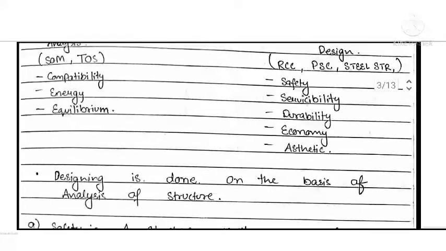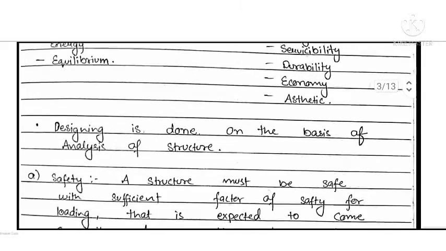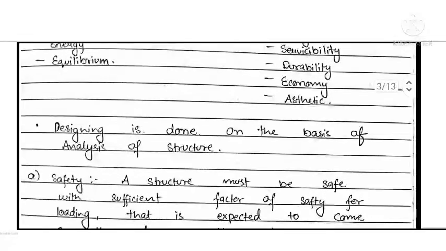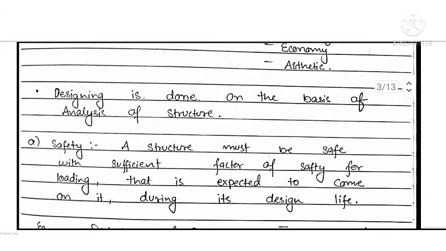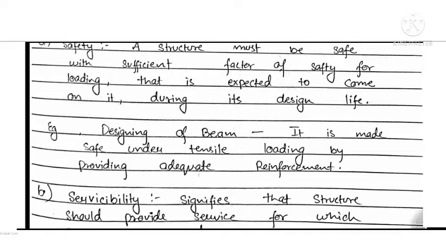The next point is that design is always done on the basis of analysis of the structure. That is, we first analyze the structure, how it has to be made, and based on that analysis we design the structure. First point is safety. When we talk about safety, a structure must be safe with sufficient factor of safety for the loading that is expected to come on it during its design life. For example, in designing of beams, it is made safe under tensile loading by providing adequate reinforcement. When we design the beam, we provide steel reinforcement within the beam so that it can be made safe.